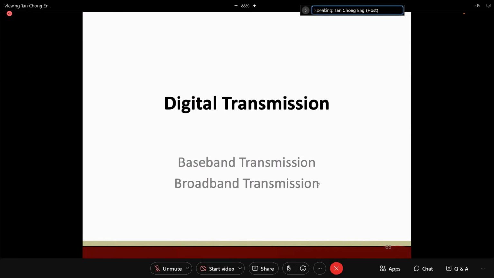So you want to transmit your digital data, and that process is called the digital transmission, because you are transmitting your digital data. For example, you send your MP3 files over the network. So that is actually a digital transmission. So in digital transmission, we have 2 different types. One is baseband, the other one is broadband.